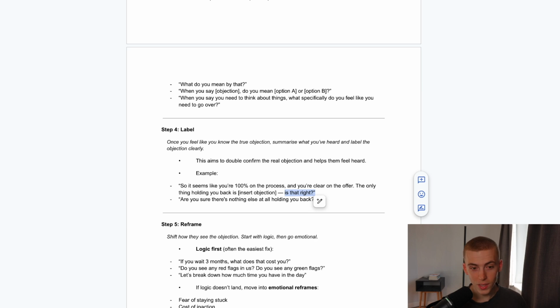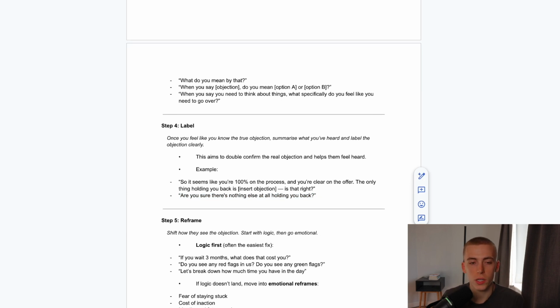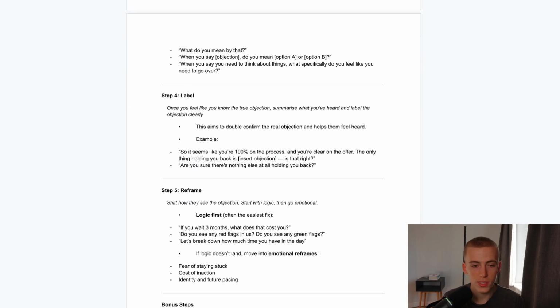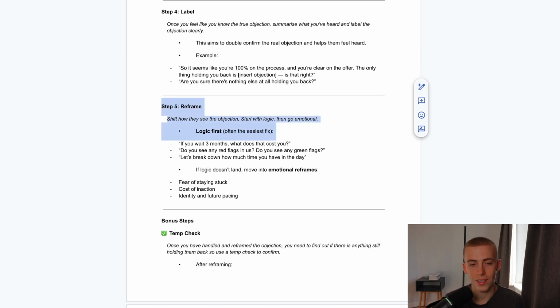And then if you want to double confirm it, you can say, are you sure there's nothing else holding you back at all? Right? And after this, you can't do too much more to put it through the sieve, put it through the filter and find out what the real objection is, but you should have gotten the real objection by now. And after you've done all of this, you've essentially found out the real objection and you can go to reframe it and handle it accordingly.